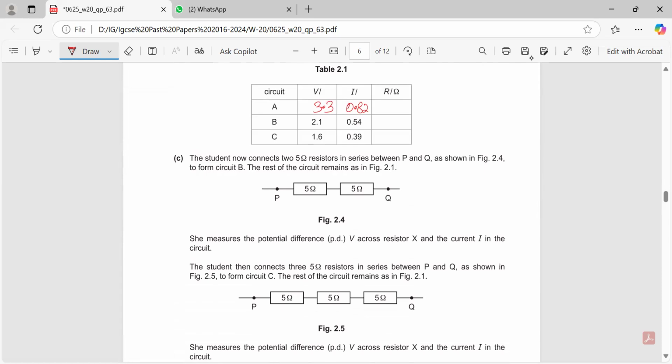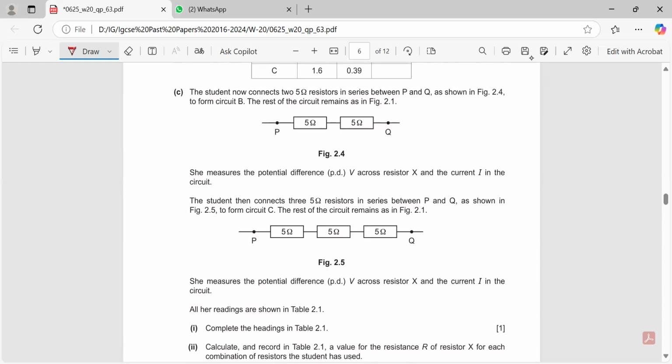The student then connects three 5 ohm resistors in series between P and Q, as shown in figure 2.5, to form circuit C. The rest of the circuit remains the same. She measures the potential difference V across the resistor X and the current in the circuit. All her readings are shown in table 2.1.